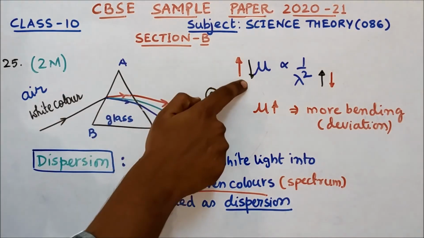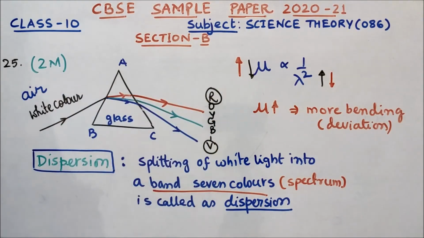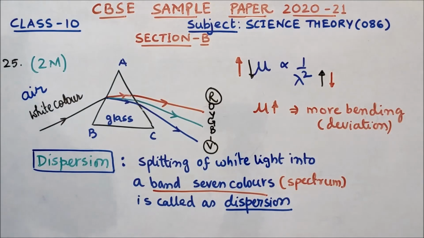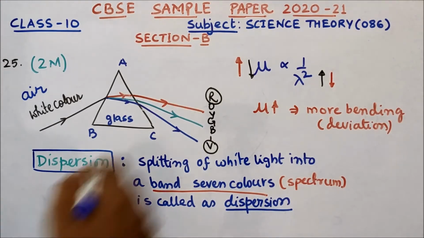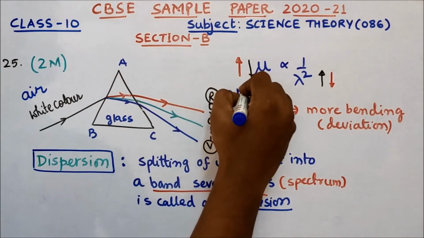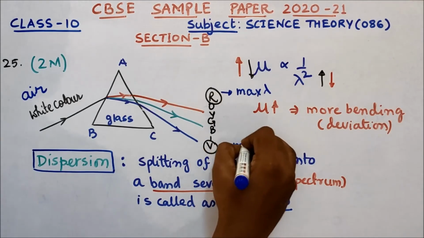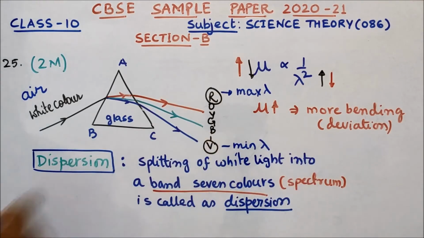Though this is not in the syllabus of class 10, this is the fact. This refractive index depends upon the square of the wavelength. Now if you see the white light, red has the maximum wavelength and violet has the minimum wavelength. I am representing wavelength by lambda.